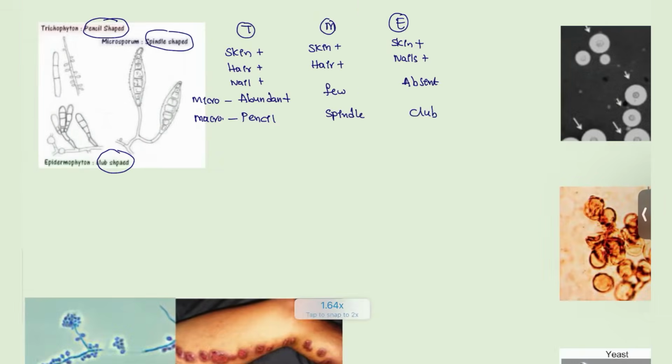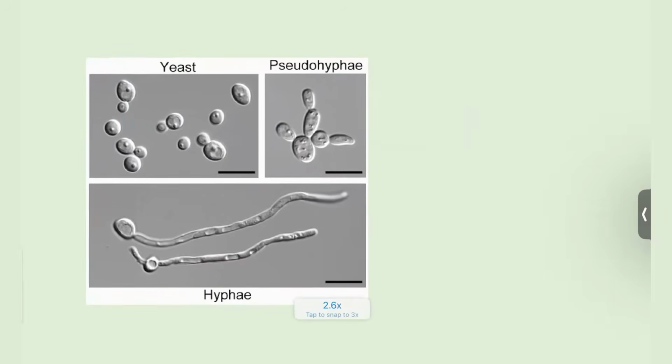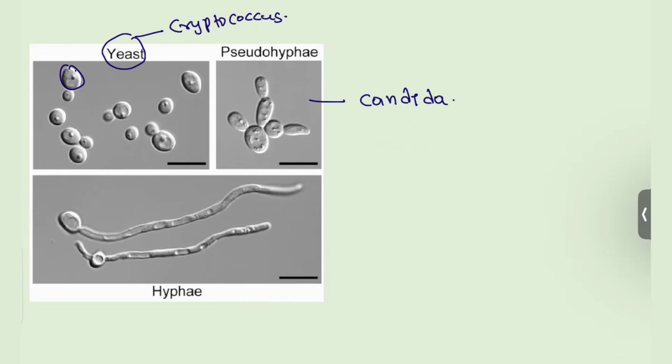Next, we also have a picture here. You can see the yeast, pseudohyphae and also the hyphae. We have three different forms. What is the yeast, guys? It is single celled. Example, Cryptococcus. Next, this also looks like yeast, but it produces pseudohyphae. This is seen in Candida albicans.